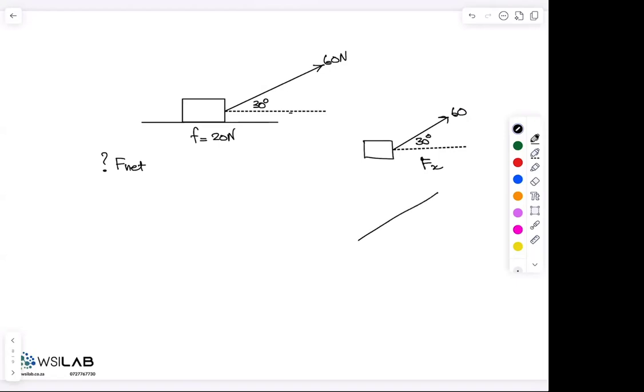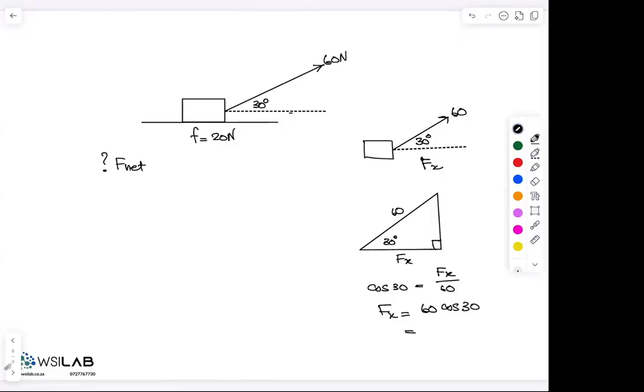So there's the triangle. What do you want to do for a living? I'm entering law, but physics is beneficial for universities. Yes. So I'm going to do the following. Look at this. Cos 30 is adjacent over hypotenuse. So the X component is 60 cos 30. And that I'm going to figure out. 60 times cos 30 gives me 51,96 newtons.